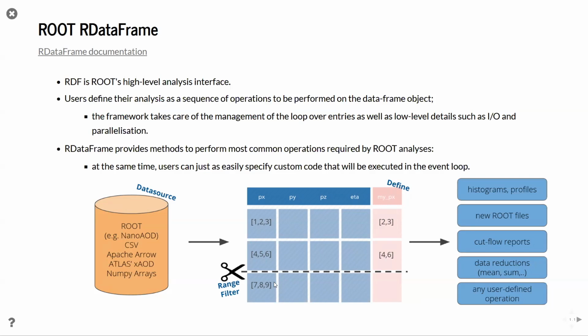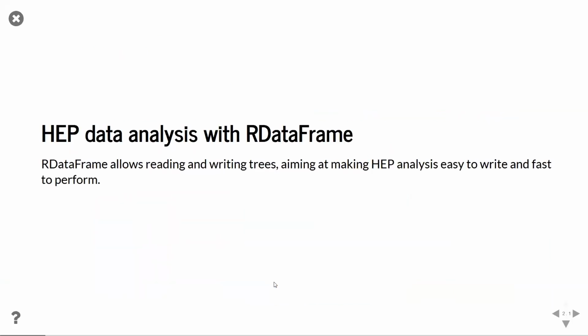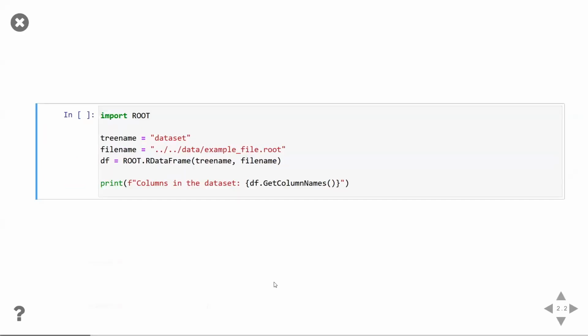So that could be a filter, it could be a definition of a new column, it could be anything. And then you output it to a histogram, to new root files that you can use, then perform your fits, or really any user-defined operation. Just to summarize, our data frame really allows for reading and also writing trees. And really our goal is to make life easy for you. So how it works in action.